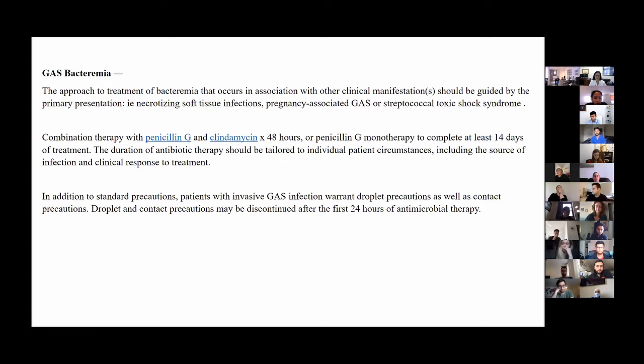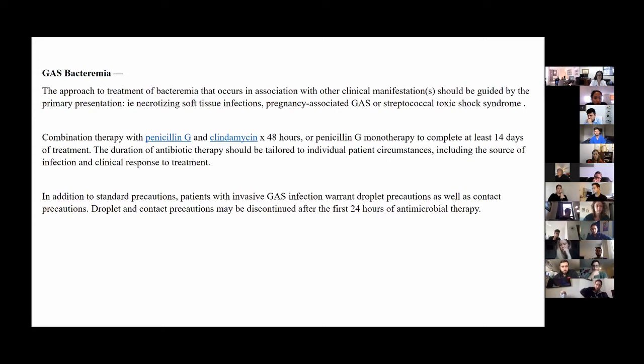So we usually add clindamycin for at least the first 48 hours till you get down the bacterial load, and then complete a 2-week course. Because it is so sensitive, if they resolve well, then we can switch to oral treatment. But I just wanted to remind you that if you ever see a group A strep pyogenes, it's usually in the setting of fulminant disease, and use clindamycin.